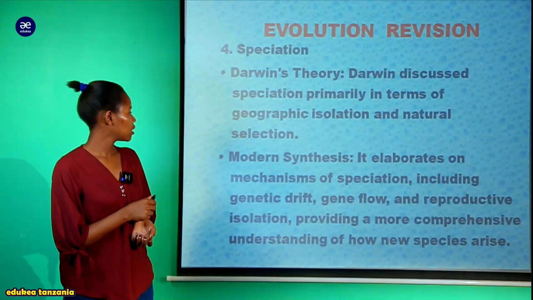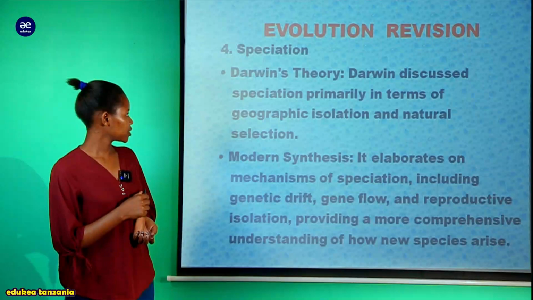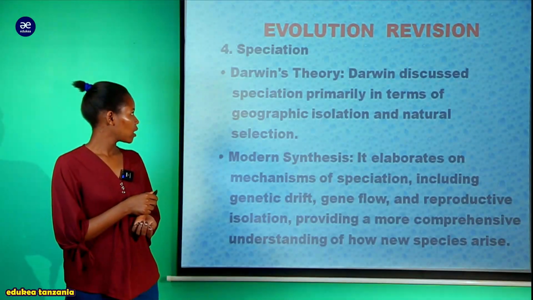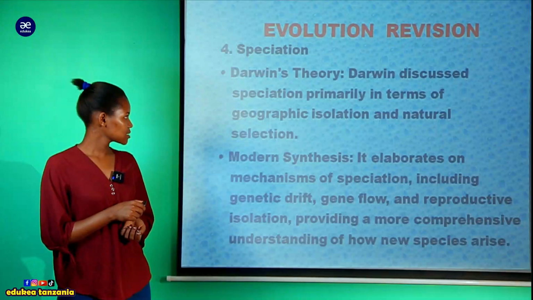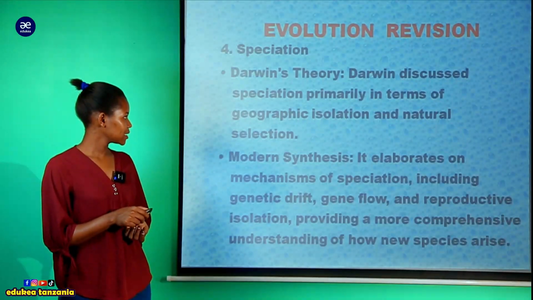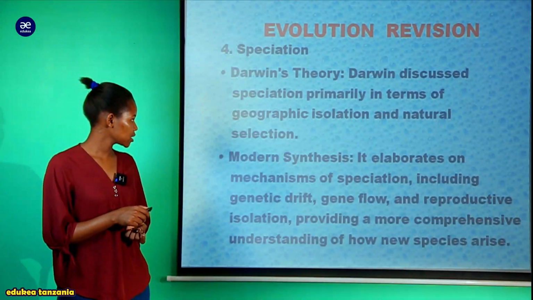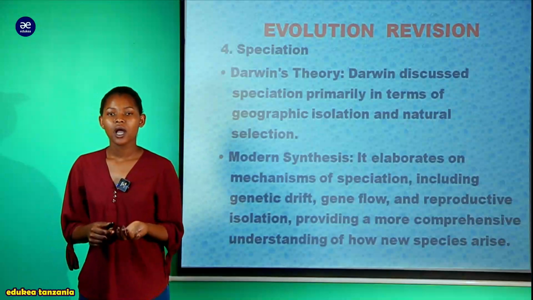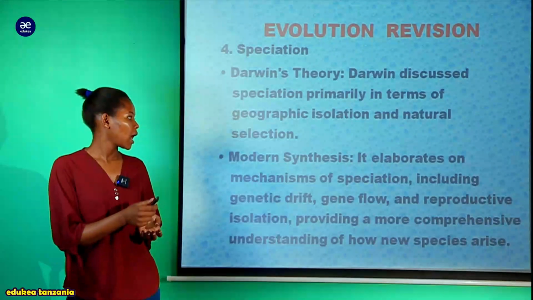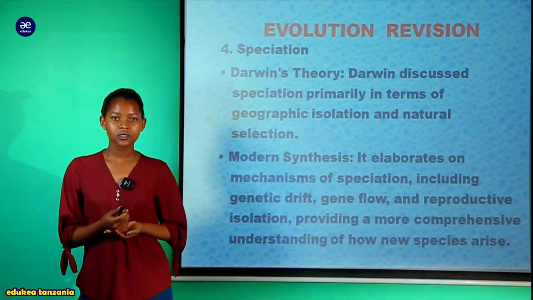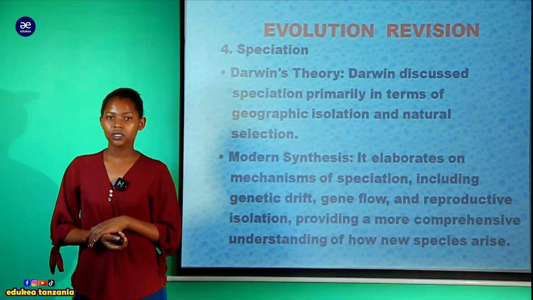And also, another point is speciation. You can see on speciation, Darwin's theory, Darwin discussed speciation primarily in terms of geographical isolation and natural selection. Alielezea speciation in terms of geographical isolation as well as natural selection. That was the basis of speciation according to Darwin.